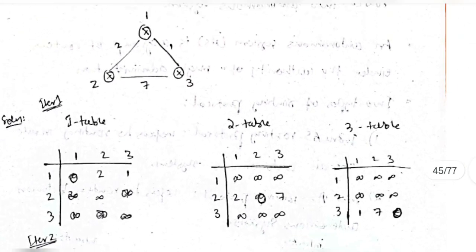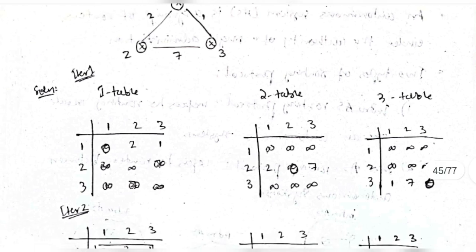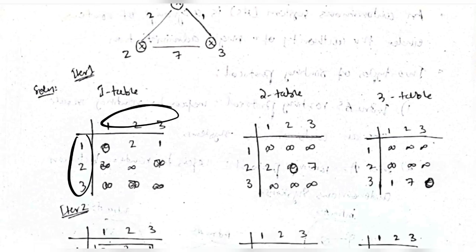Means, how many nodes are there? 3 nodes are there. Make 3 tables for each node. In each iteration you have to make that many tables. Okay, so how will you fill the table values? Right here 1 2 3, and here also 1 2 3.